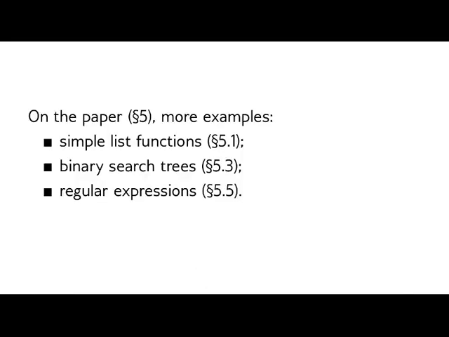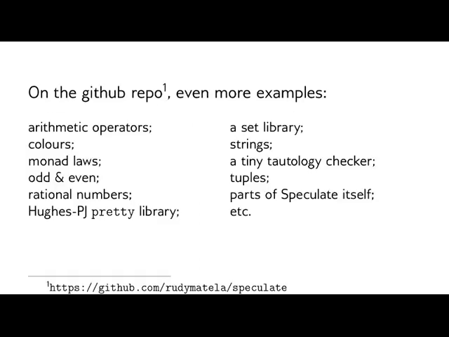In the paper, we have a few more examples, like simple functions, binary search trees, and one quite cool example, regular expressions. We try to find a full axiomatization of regular expressions, and we are almost able to do it, but we're short of one law. That's future work. By the way, there are copies of the paper if you want them. Come talk to me after the talk, or they are around at the front. On the GitHub repo, there are even more examples, like microoperators, colors, and so on.